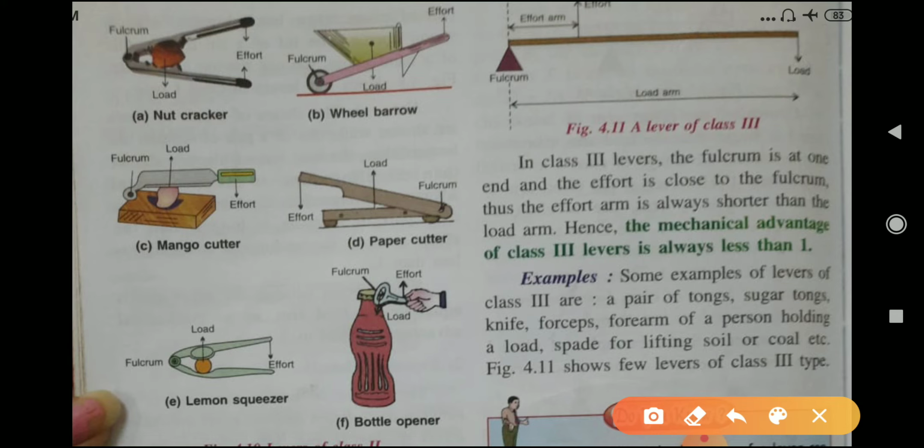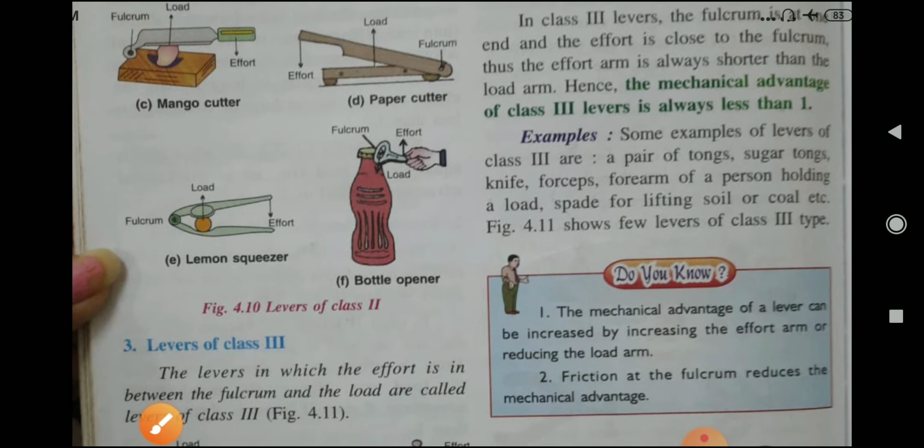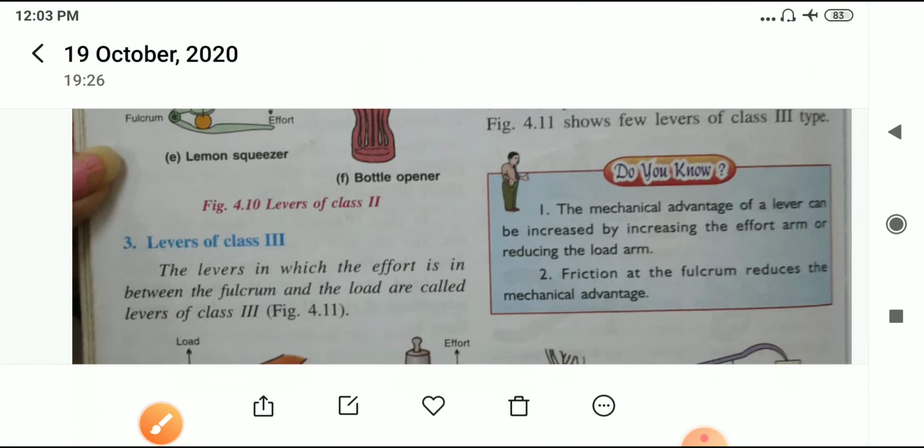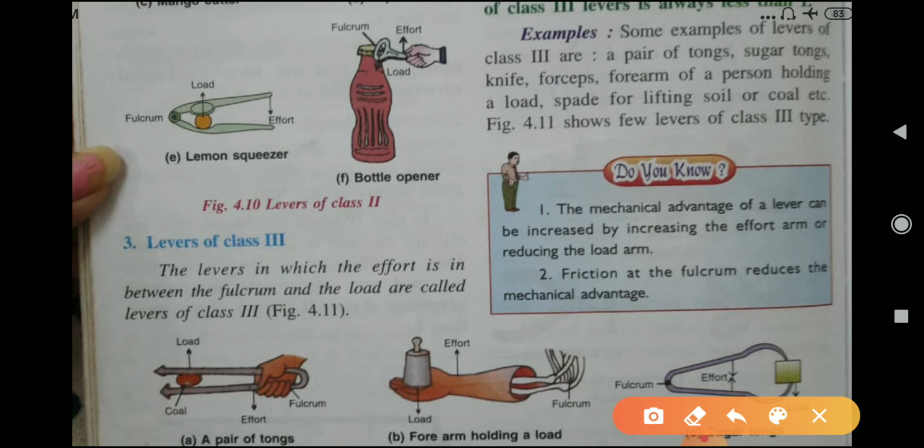In a class 3 lever, the fulcrum is at one end and the effort is close to the fulcrum. Thus, the effort arm is always shorter than the load arm, and hence the mechanical advantage of a class 3 lever is always less than 1. Examples I already explained to you. Now, do you know, the mechanical advantage of a lever can be increased by increasing the effort arm or reducing the load arm. And second, friction at the fulcrum reduces the mechanical advantage.